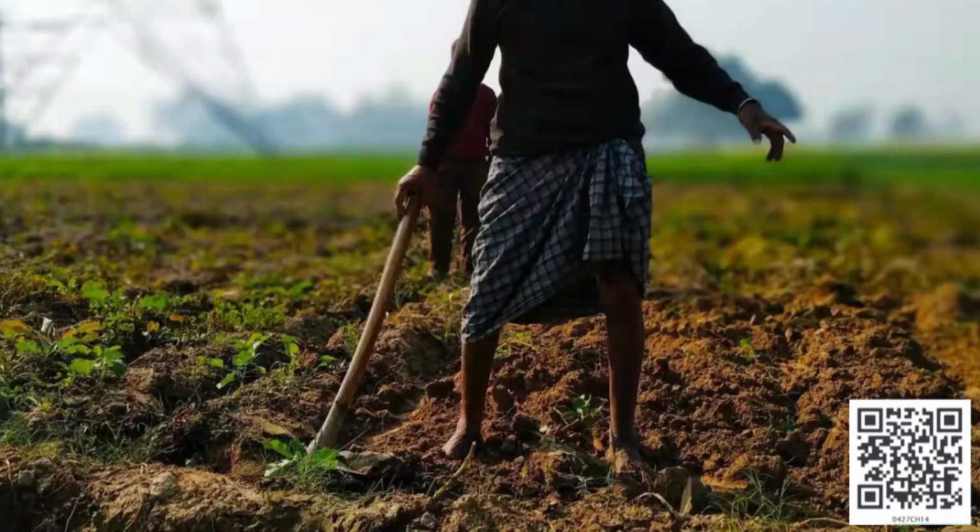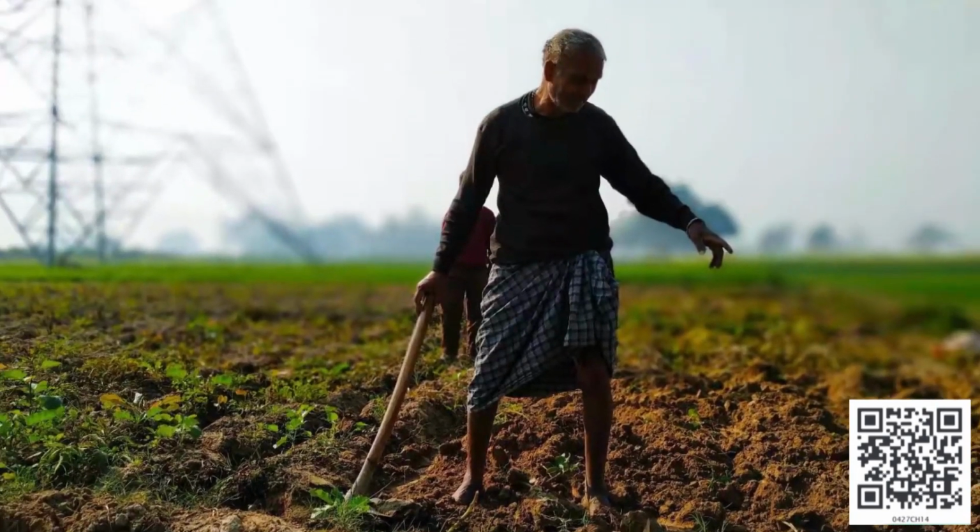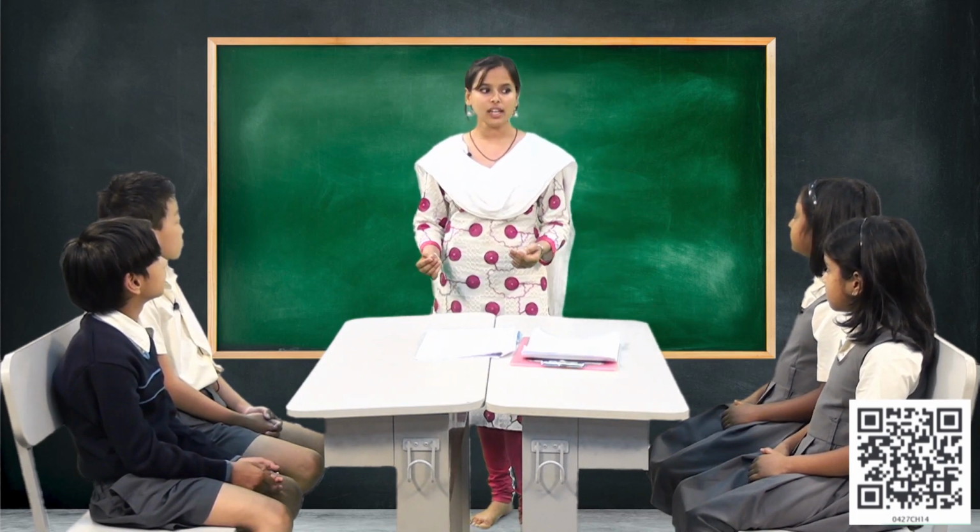Who produces vegetables for us? Farmers produce vegetables for us. How many of your parents are farmers? Good. Where do farmers work? Field. Garden. Farm. Yes, the garden near your home where we produce vegetables is called a kitchen garden.